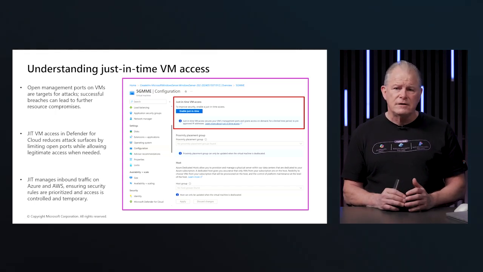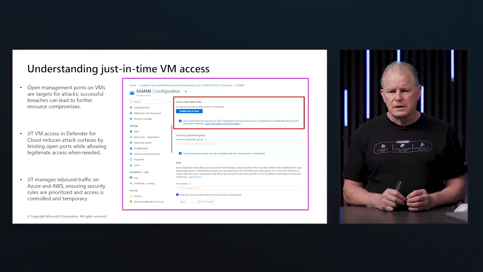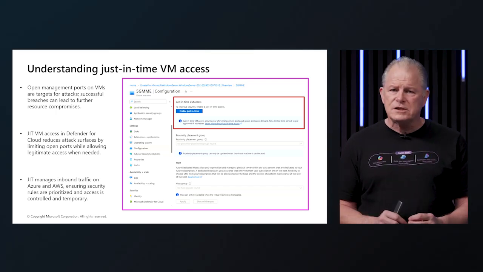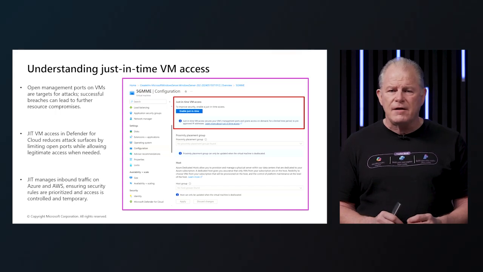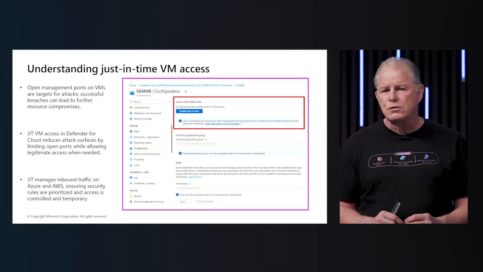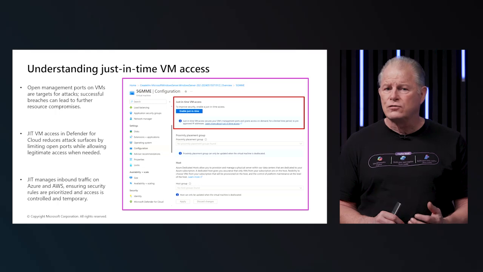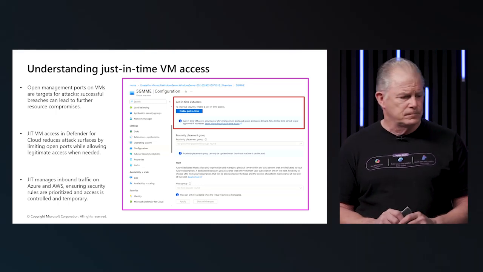By default, JIT VM access is not enabled. Administrators must manually enable it for each VM that requires protection. To request JIT access, users must have the reader or security reader role assigned. These roles allow users to view the JIT status and parameters, but do not grant the ability to configure JIT settings. To configure the JIT settings, users need to have higher level roles such as contributor or owner.